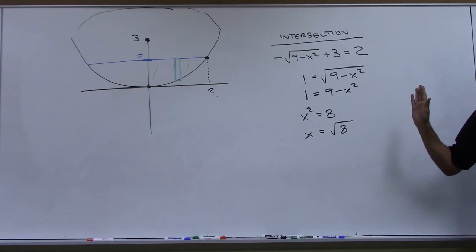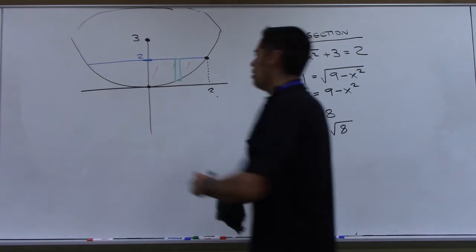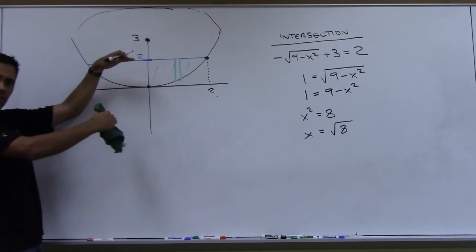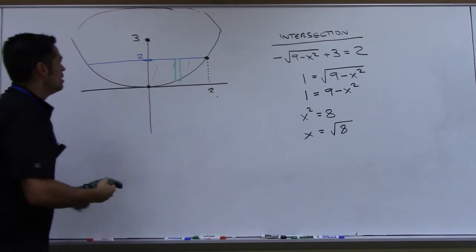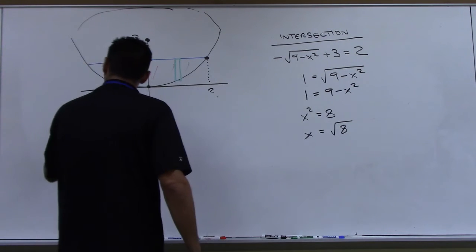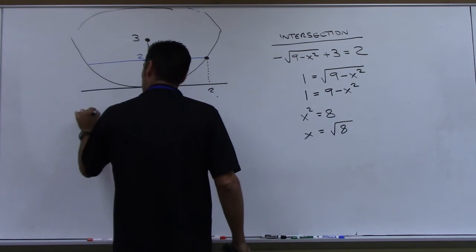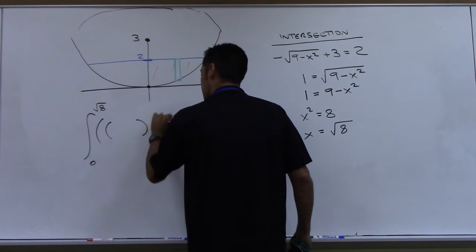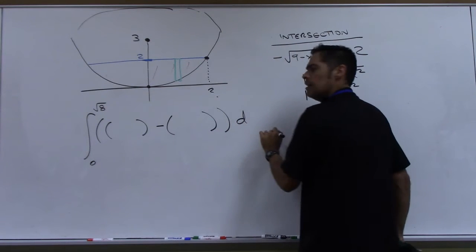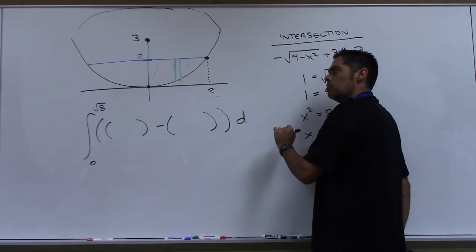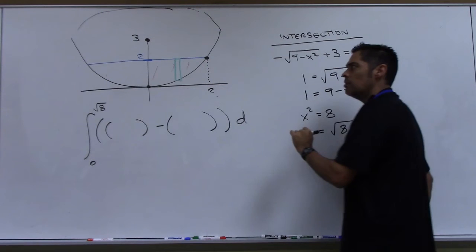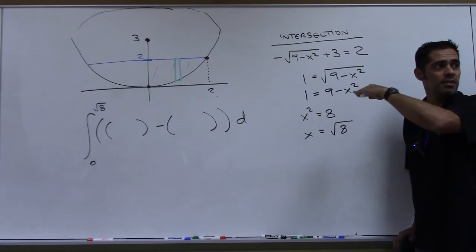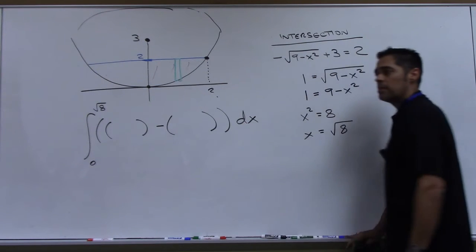0 to root 8. I just need to now figure out the top function minus the bottom function, right? That's what last class was about. f of x minus g of x, that gives us the area. So the integral goes from 0 to root 8 of the top function minus the bottom function d... is it y? Which way is our rectangle? Vertical. Vertical means dx. Horizontal rectangle is dy. So I'm integrating with respect to x.